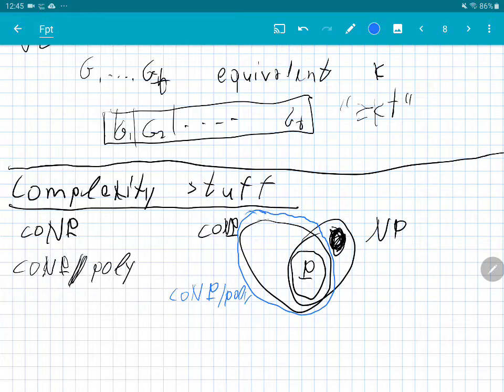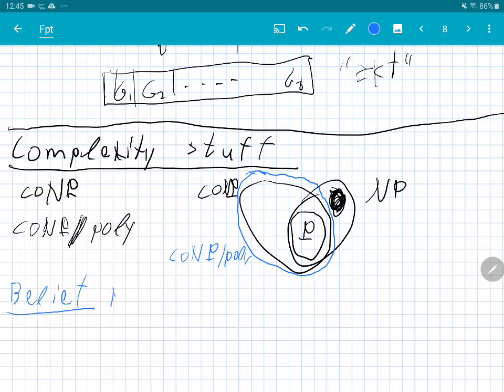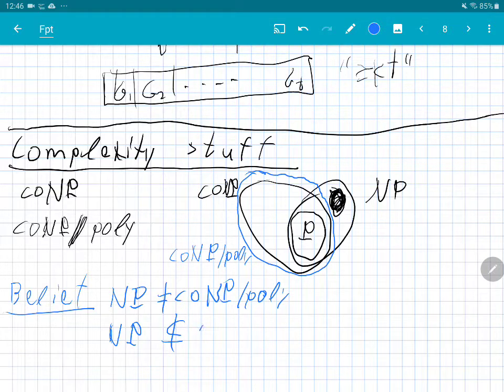So we definitely believe that it's still not equal to NP. The belief is that NP is not equal to CoNP over poly. And in particular, we believe that NP is not contained in CoNP over poly.